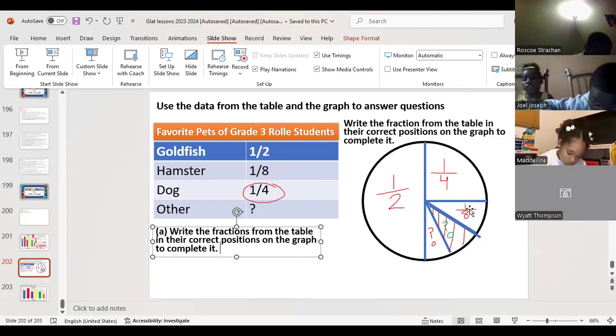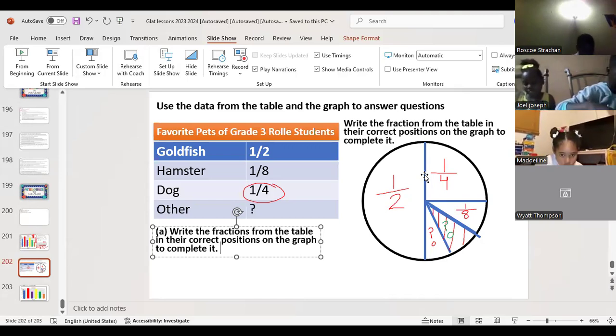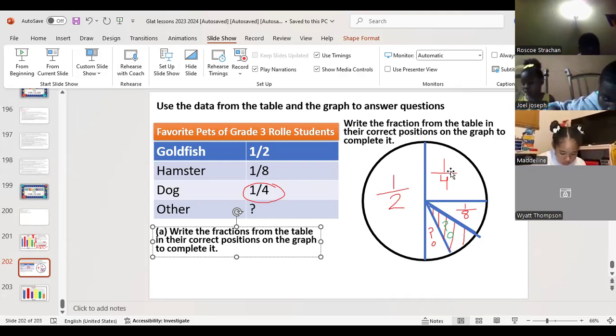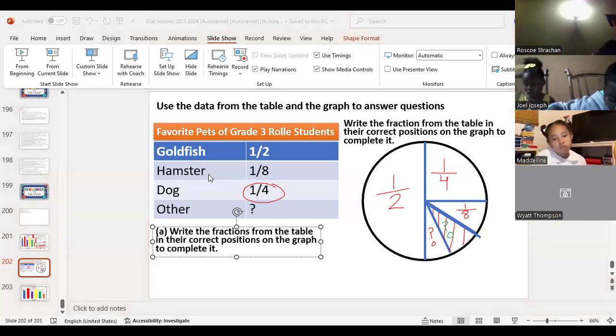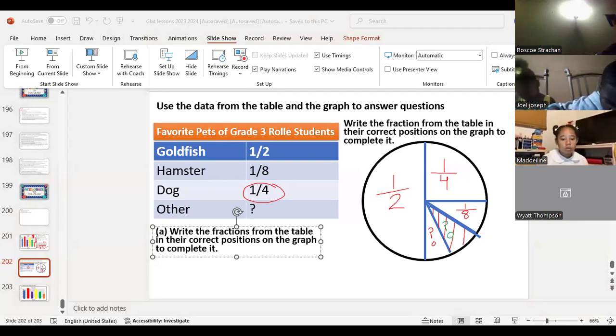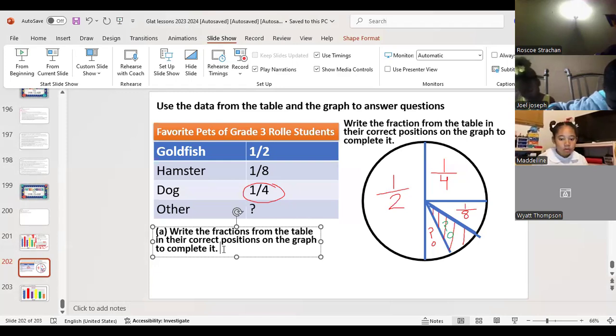1/4 is the A, right? No, we already did A, and that was when we had to fill it in. We had to fill in the 1/2, the 1/4, the 1 over 8. That's what A was. They wanted us to fill it in, and we already did that. Now we need B. We already filled it in.